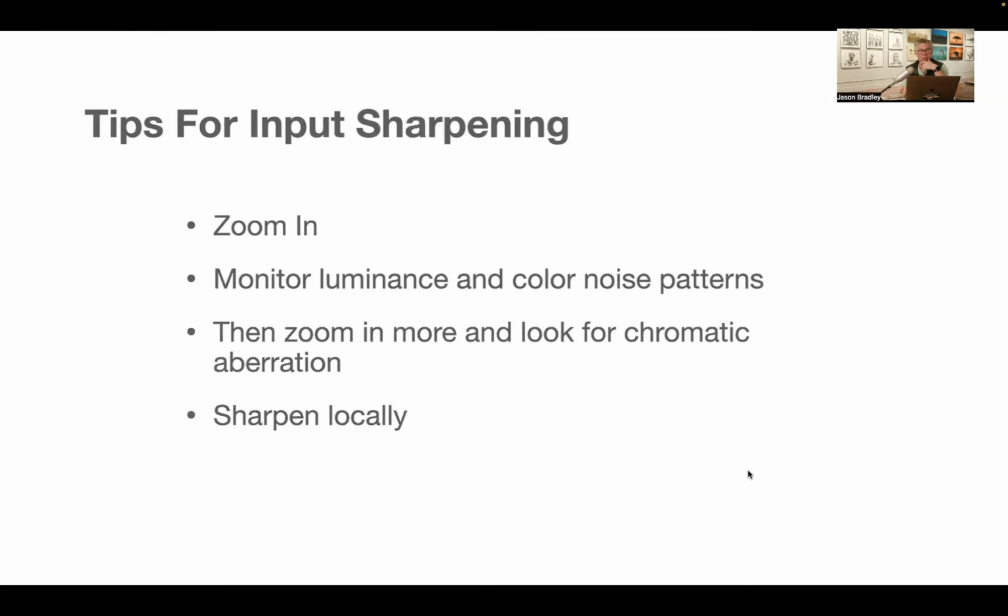Sharpen locally is a tip that I would suggest here. And what I mean by sharpen locally is you can use your localized correction tools. Go into your masking tools, and you can use a brush tool, or a radial filter, or any one of those tools, and target specific areas of your image with more or less sharpening. There is a sharpness slider to play with in your masking tools as well.